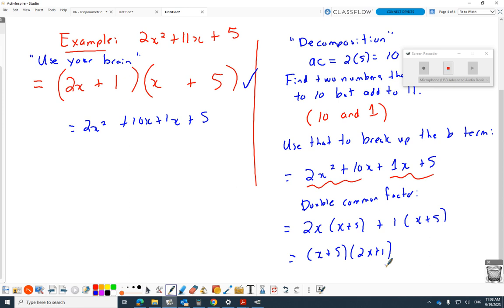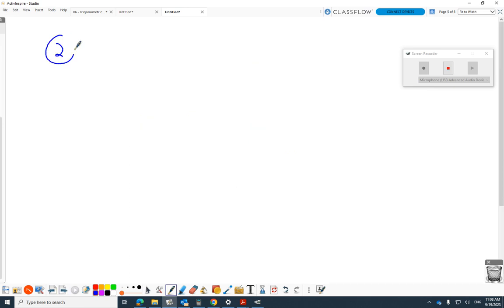More time here? Okay, so here's my example that tests out how you are at this. 3x squared plus 17x minus 6. It does not have a common factor. So you either need to use your brain or decomp. Take a second and see if you can figure out what the 2 brackets are using either method, and I'll do both methods in just a second.